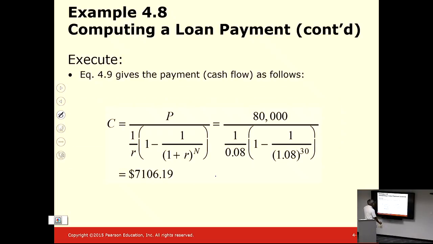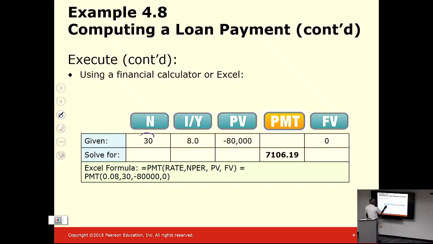So I can put this into a financial calculator. N is 30, IY is 8. Present value, this time I have to enter that as a negative number, 80,000. There is no future value over here, and this is what we are computing. We are computing payment of $7,106. And we can apply this in any context.